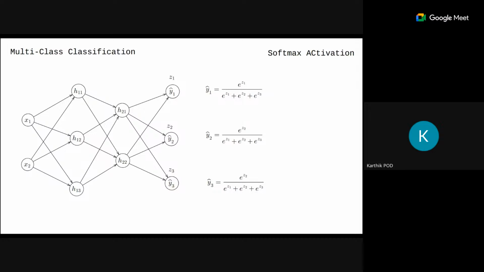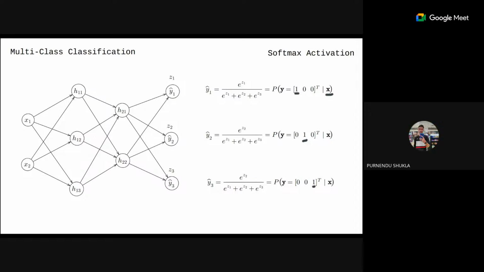So this is the probability that the label is class 1 given the data point. This is class 2 given the data point, and class 3 given the data point.